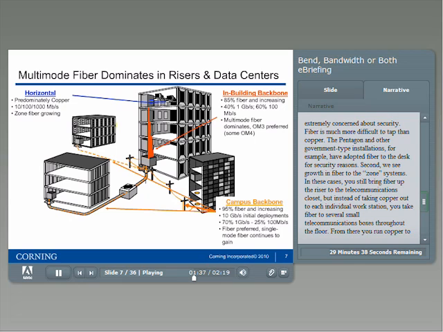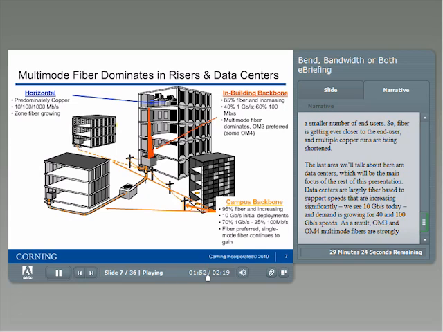Second, we see growth in fiber to the zone systems. In these cases, you still bring fiber up the riser to the telecommunications closet, but instead of taking copper out to each individual workstation, you take fiber to several small telecommunications boxes throughout the floor. From there, you run copper to a smaller number of end users, so fiber is getting ever closer to the end user, and multiple copper runs are being shortened.